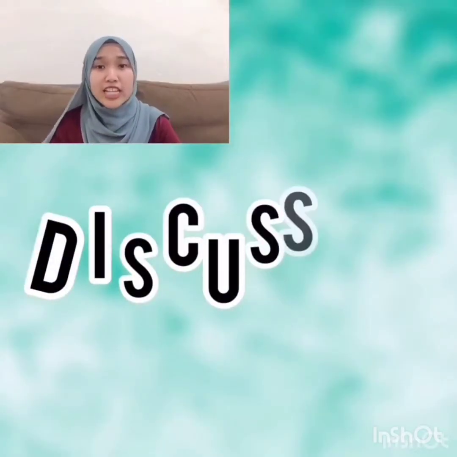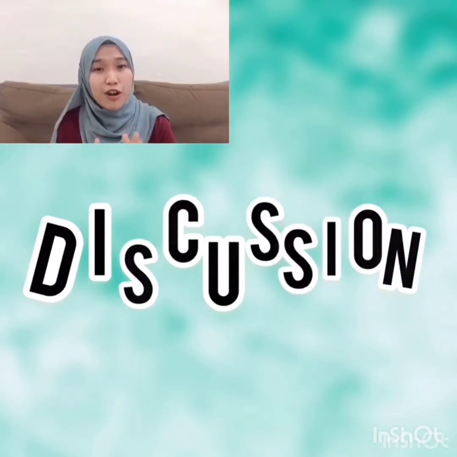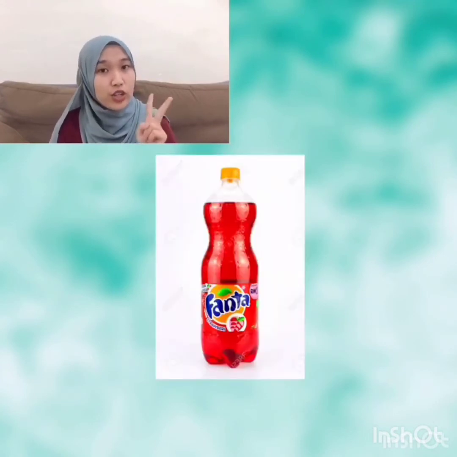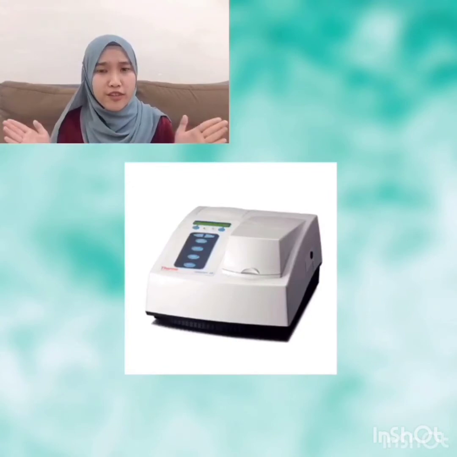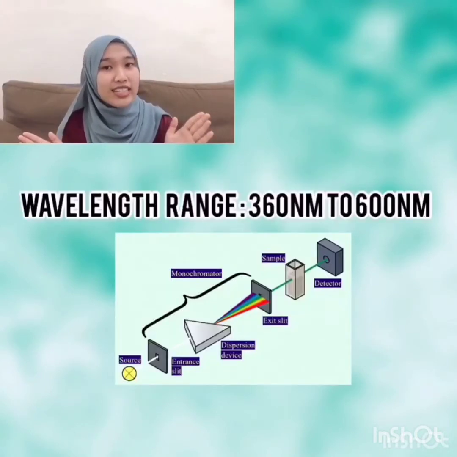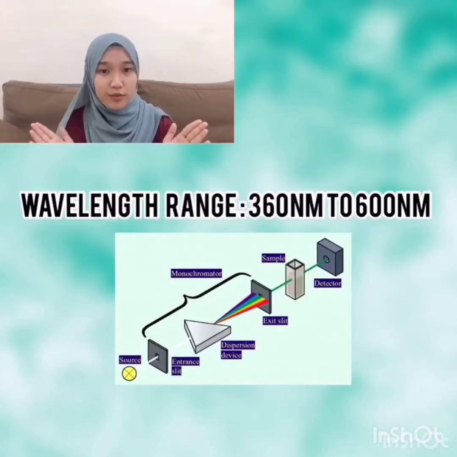Next, moving on to the next part, which is discussion. From the experiment, the wavelength at maximum absorbance from the soft drink sample is obtained. The diluted 25 ml soft drink is run in the spectroscopy at different wavelengths from 360 nanometer to 600 nanometer. Different wavelengths will show different absorbance.